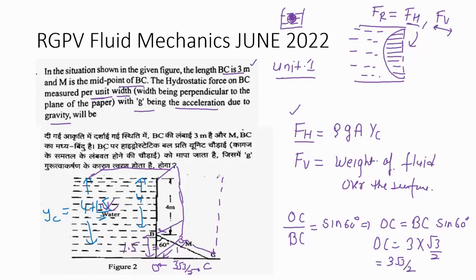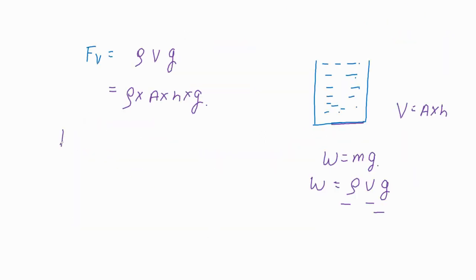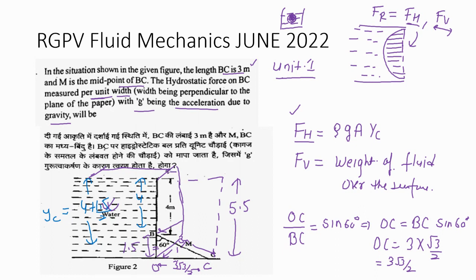Now what is the area? This is actually a trapezoid. What is the area of a trapezoid? This height is 4 and this is 1.5, so the complete height is 5.5. Area of a trapezoid is 1 by 2 into the sum of parallel sides into height h. So these are the parallel sides and this is the height h.